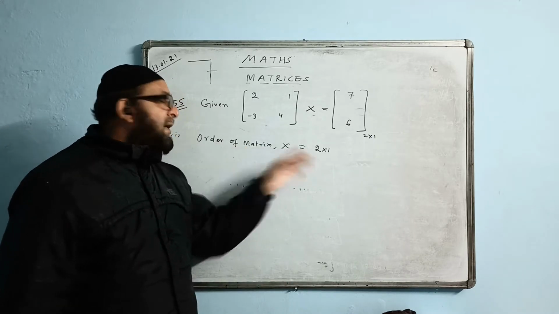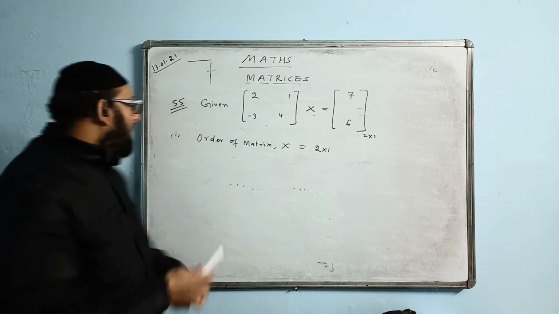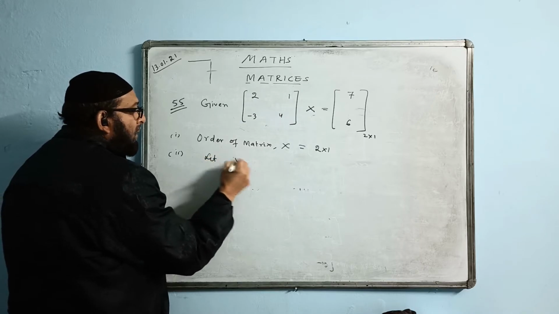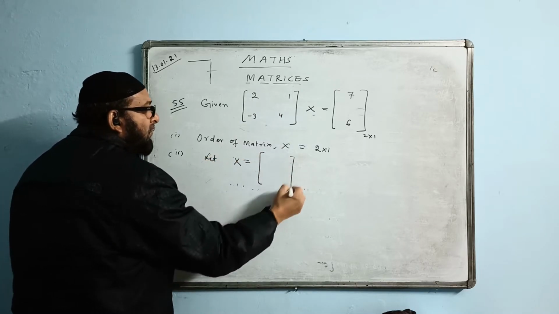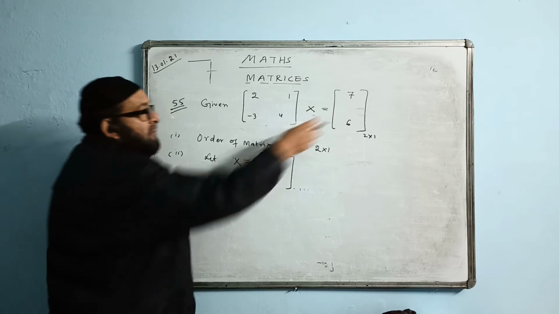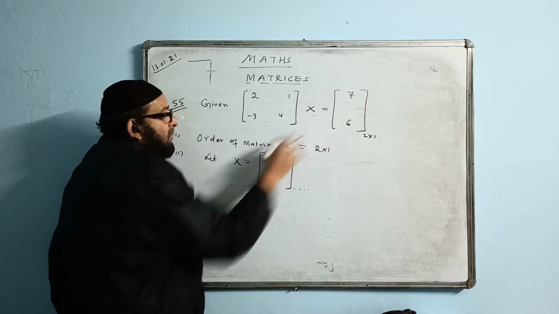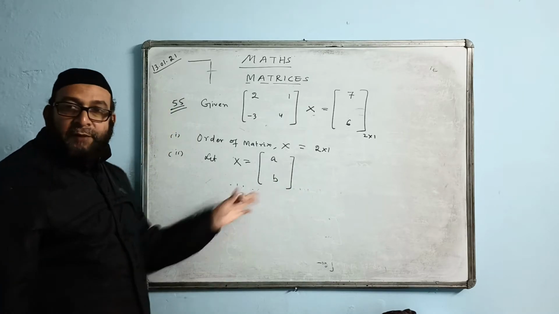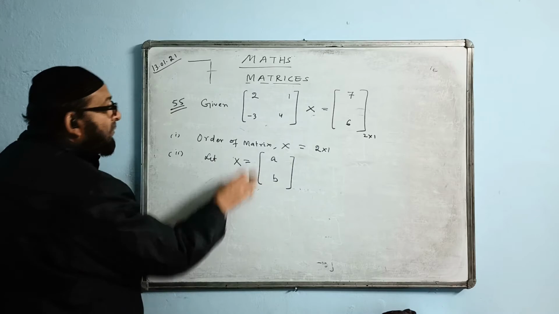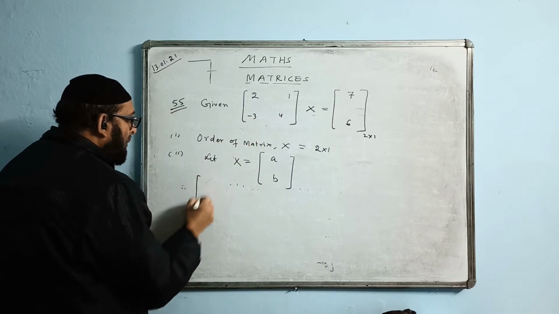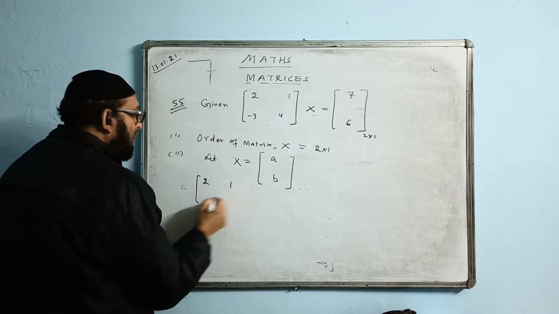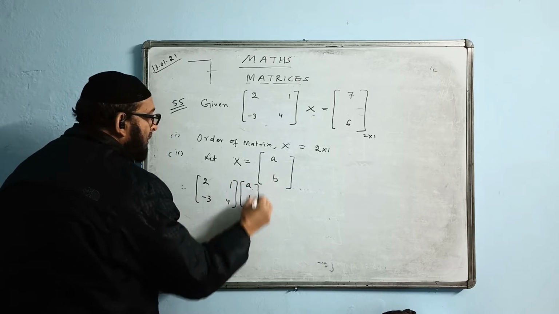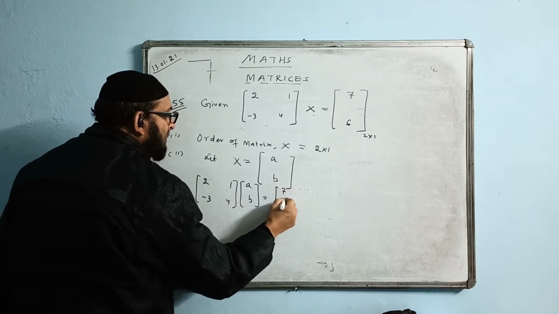Now first we are writing the order. And now the second part, they are asking to find the matrix X. Now we assume X is equal to a matrix of this sort: A on top and B below. Let X be A and B, and we have to find the value of A and B. Now I put the value of X back here. Therefore 2, 1, minus 3, 4, and X values A and B equal to the answer, 7 and 6.